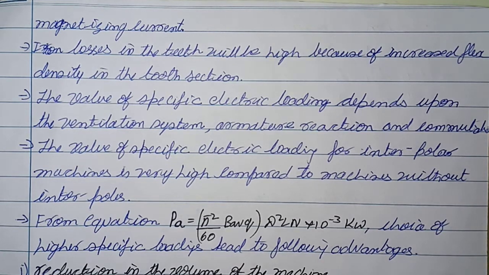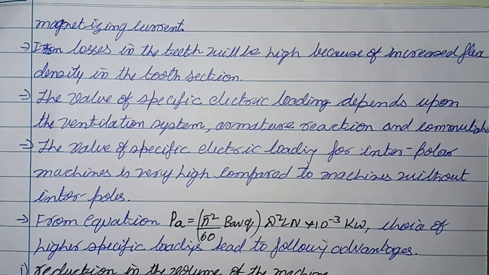Next we'll see the factors on which the specific electric loading depends. What all does it depend on? Electric loading depends on the ventilation system, armature reaction and commutation. What we have in electric loading is more current.